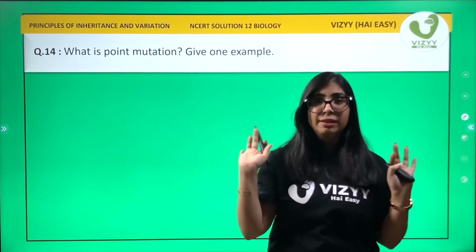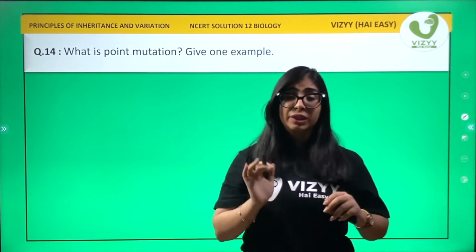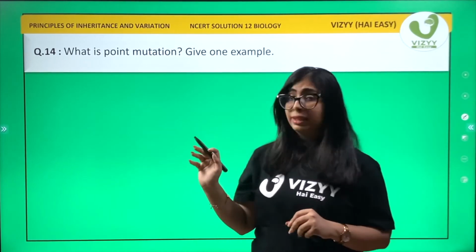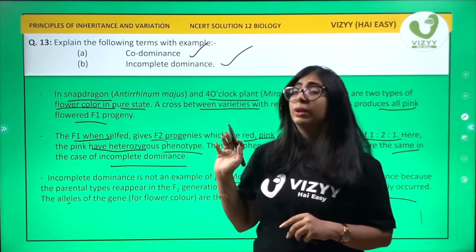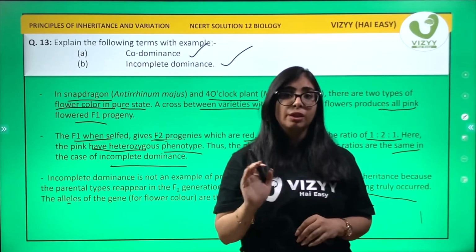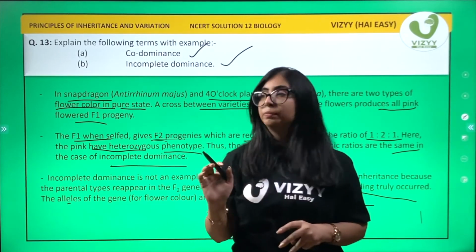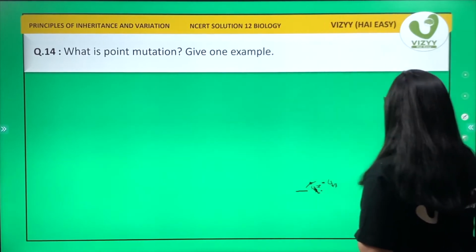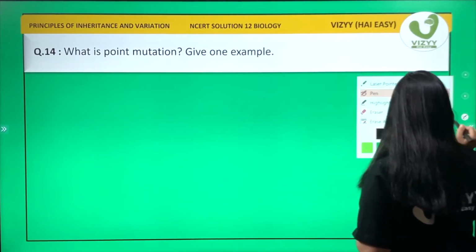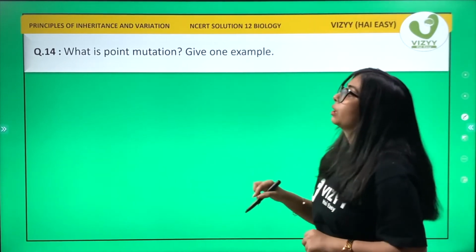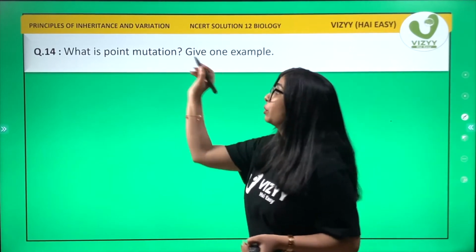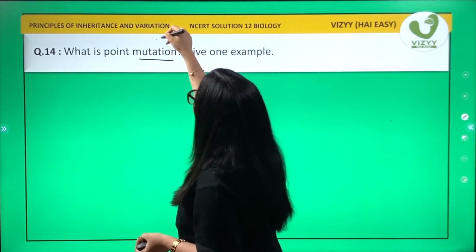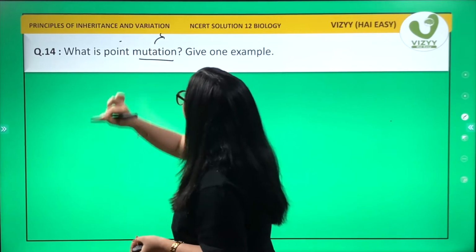Keep this in mind. Okay students, so we are done with question number 13 and we are going ahead with question number 14. Question 14: What is point mutation? Mutation means change and point is one dot.